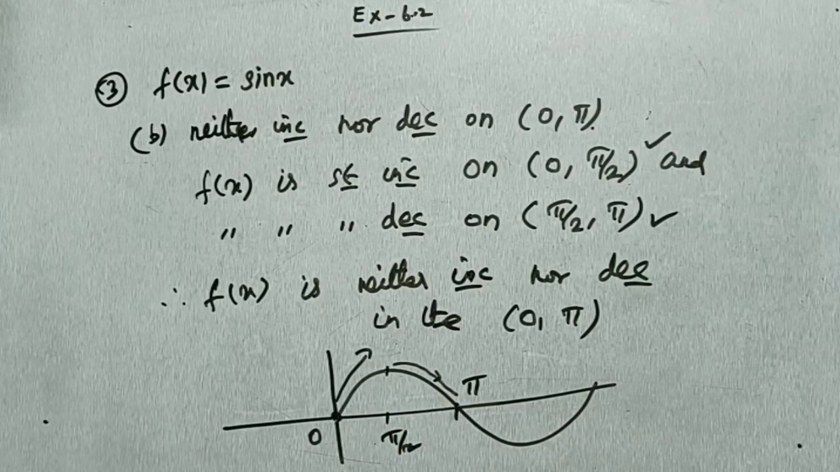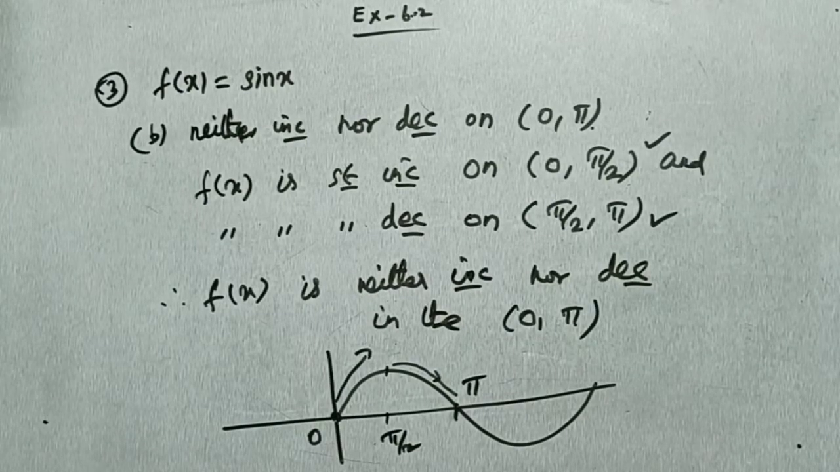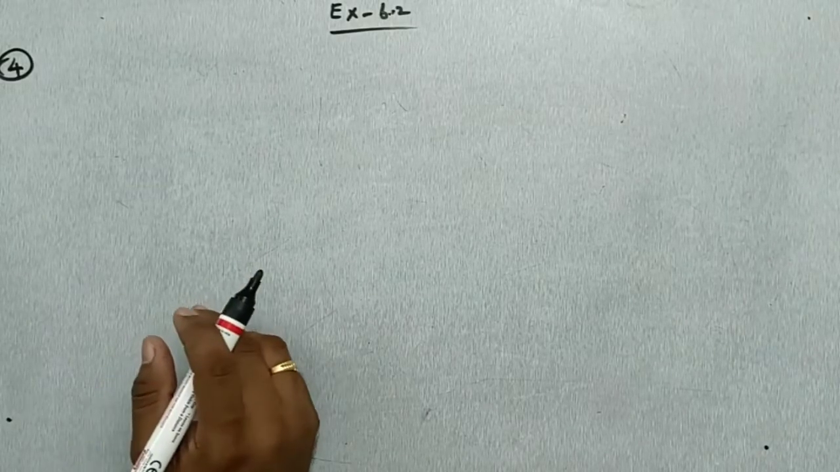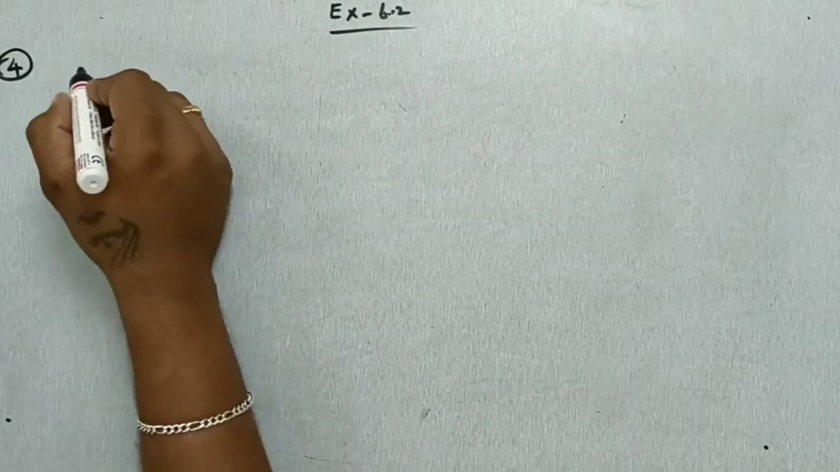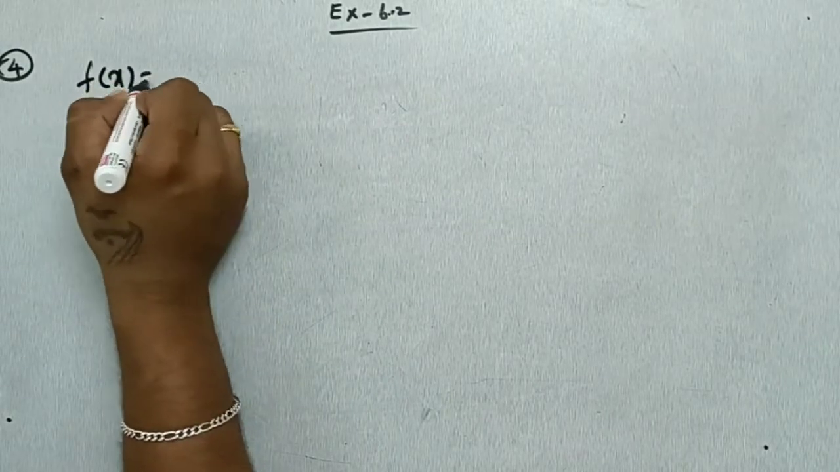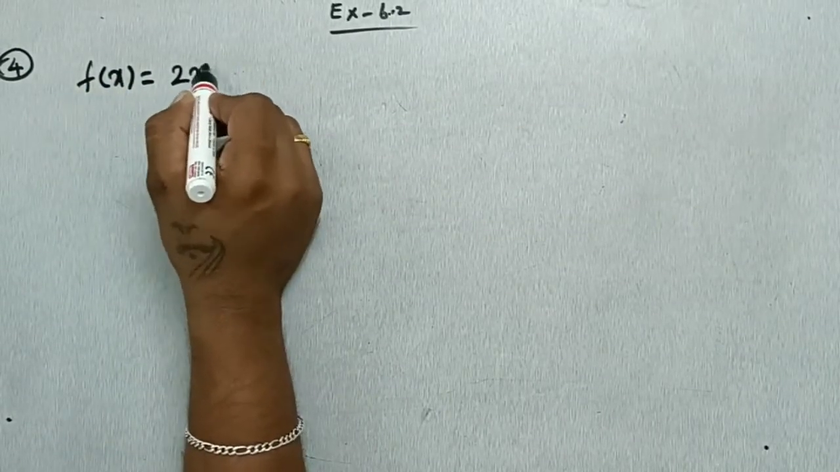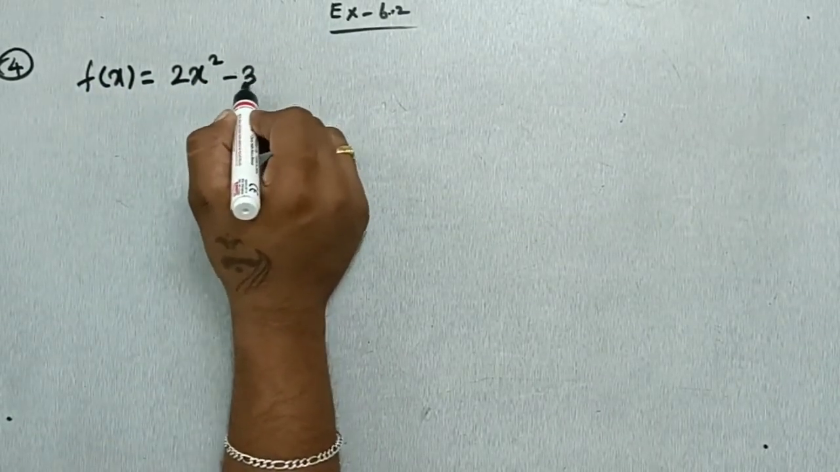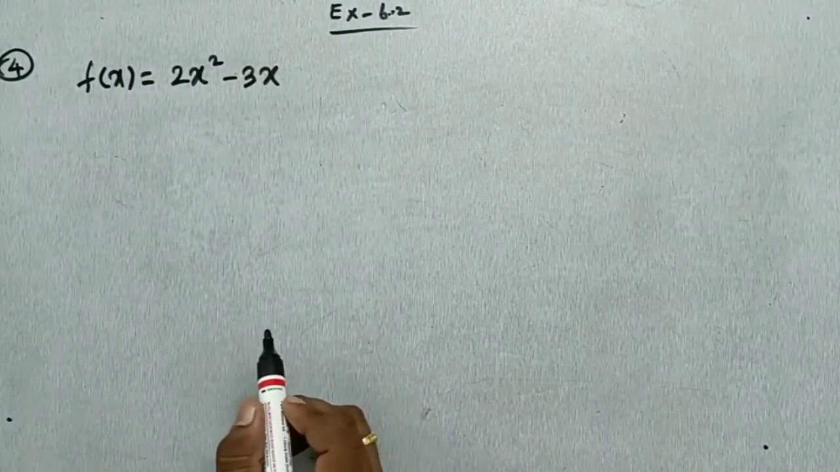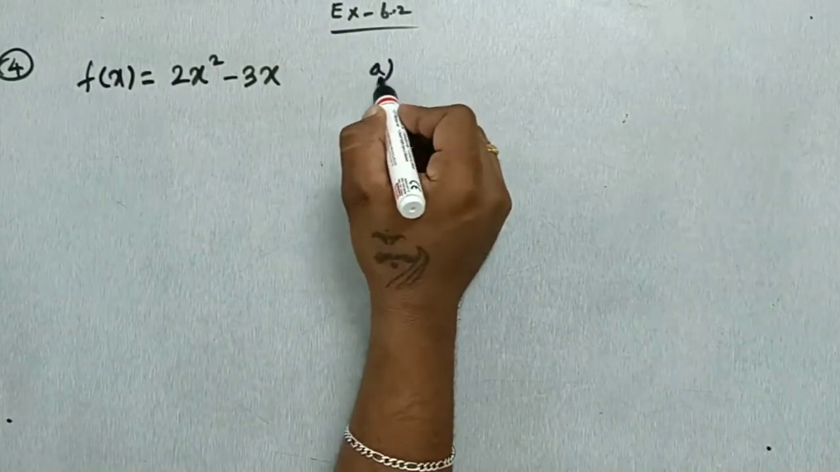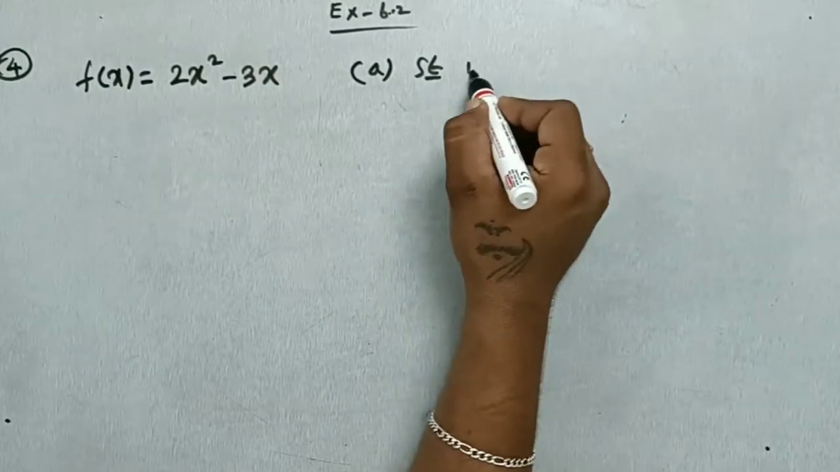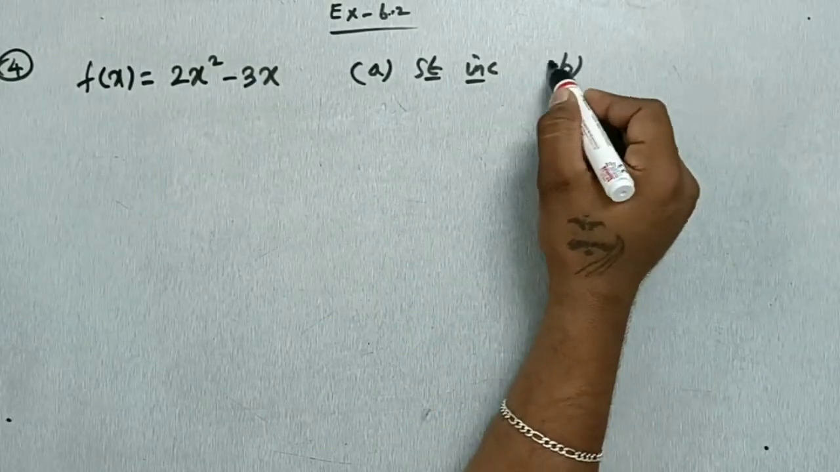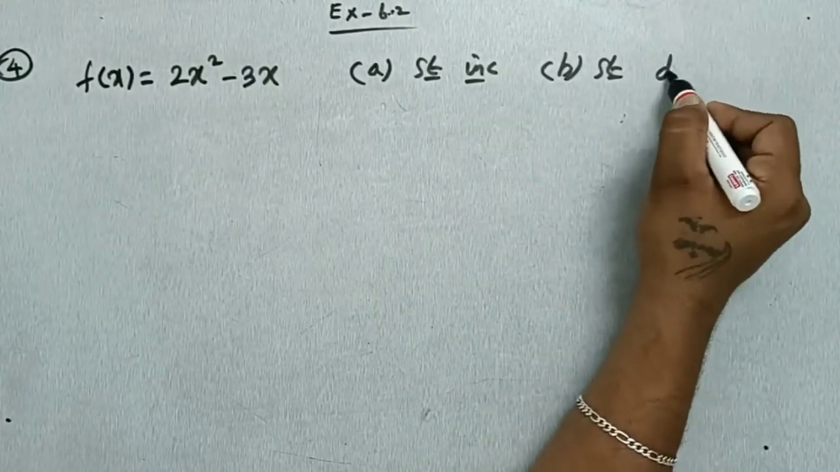So it is neither increasing nor decreasing. Now question number 4. What is given? Find the intervals in which the function f, given by f of x equal to 2x square minus 3x, is strictly increasing and where it is strictly decreasing.